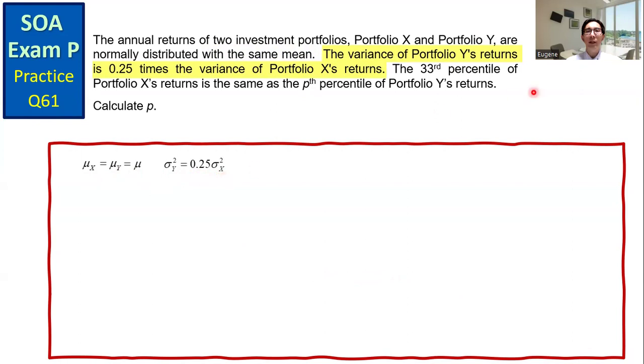And then we have the 33rd percentile of Portfolio X, let it be D. We have the probability statement, P of X less than D equals 0.33. Transform into standard normal. The Z value corresponds to the 33rd percentile is D minus mu over sigma X. And we need to get the value of this expression.